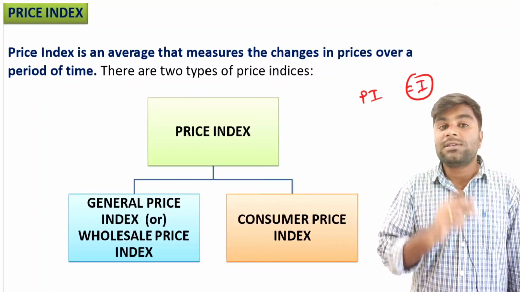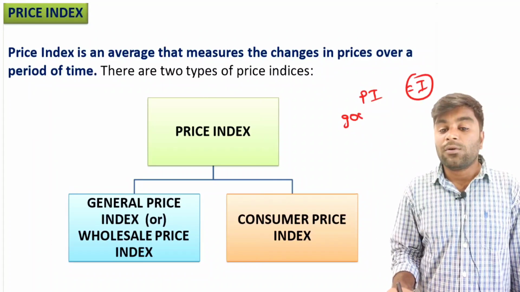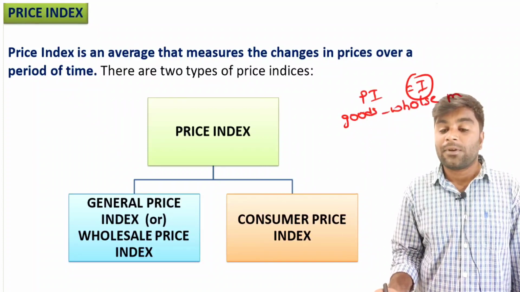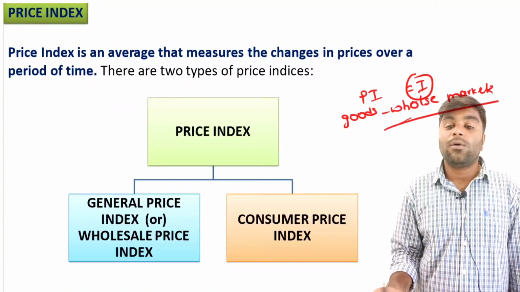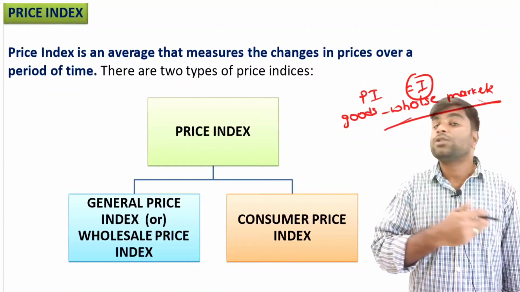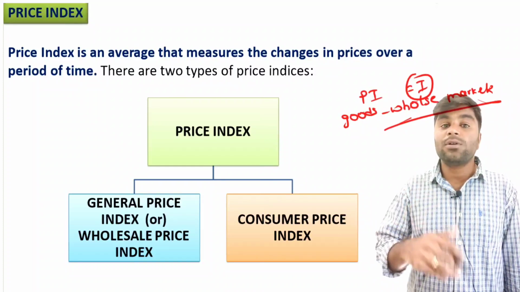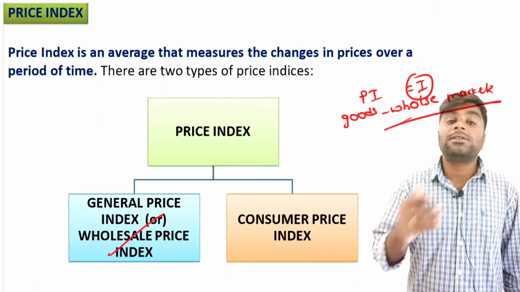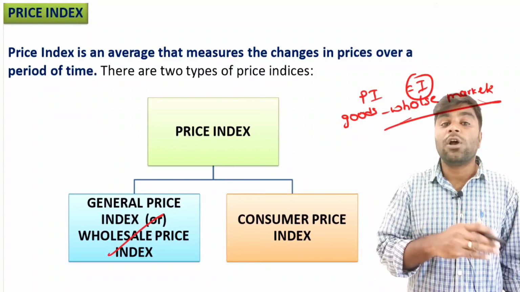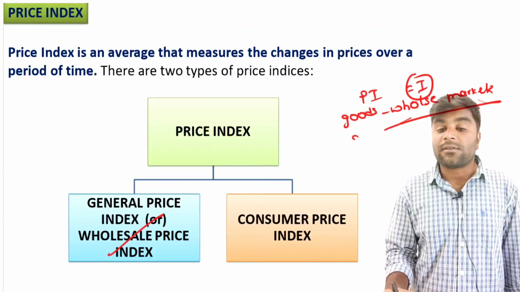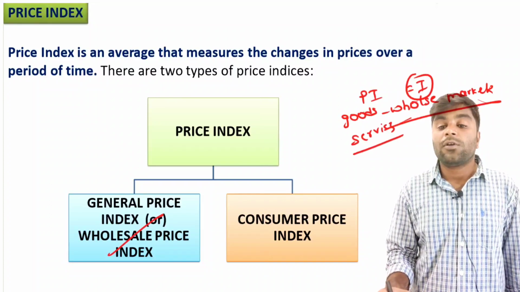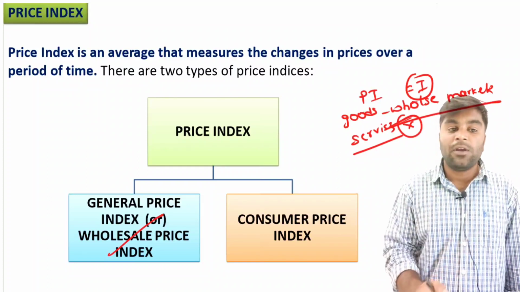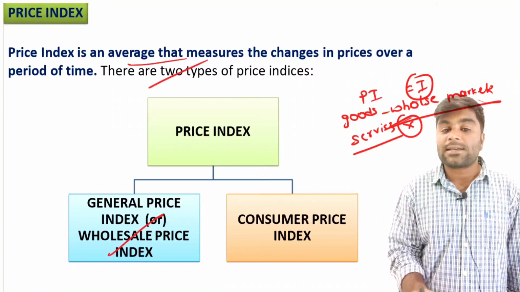Now, if we do the same thing for all the goods that are transacted in the wholesale market, you know that in the wholesale market there are a lot of goods being sold and purchased. Remember, in the wholesale price index, we only calculate the percentage change in the goods, only goods but not the services. So the wholesale price index does not take into account the services, which you need to remember. Now the price index is an average measure, as I said.